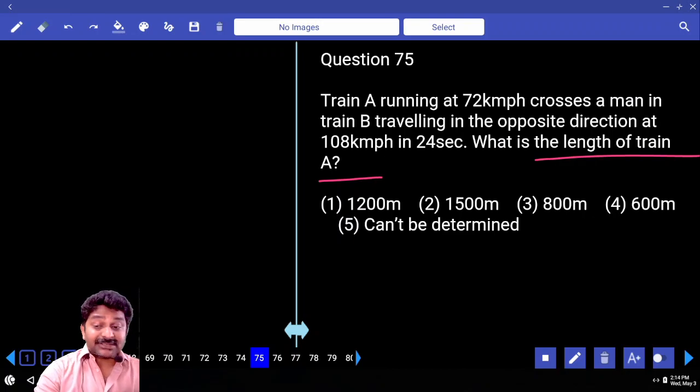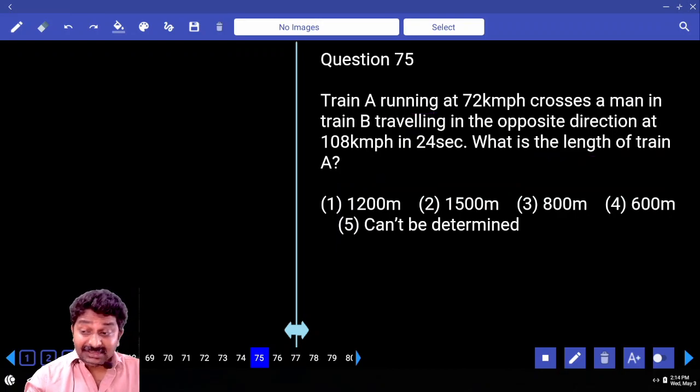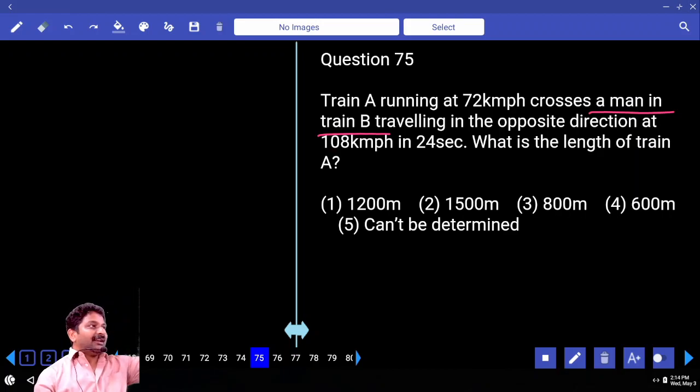Obviously yes, because train A is trying to cross a man in train B. It is not trying to cross train B. It is trying to cross a man in train B. So if a train crosses a man, that man may be a standalone man or running in the same direction, coming from the opposite direction, or may be sitting in another train. That train may be a standalone train or moving in the same direction or coming from the opposite direction. It can be any case. If a train crosses a man, distance covered is equal to only train length.